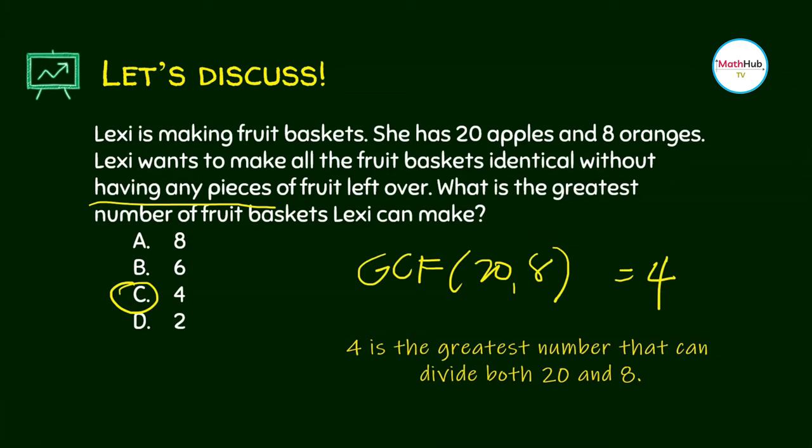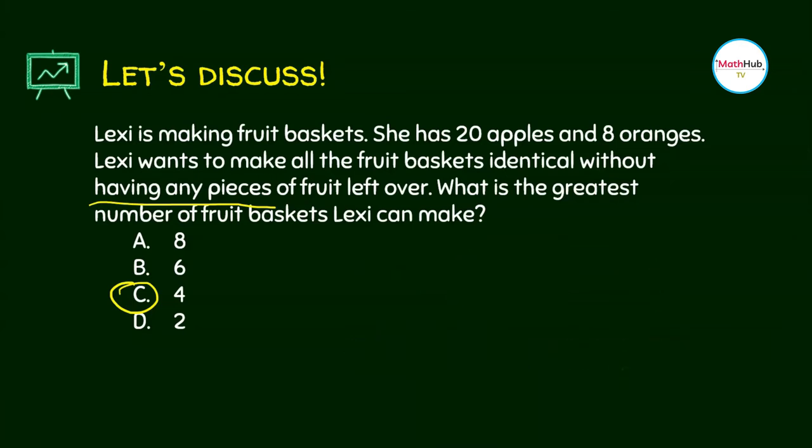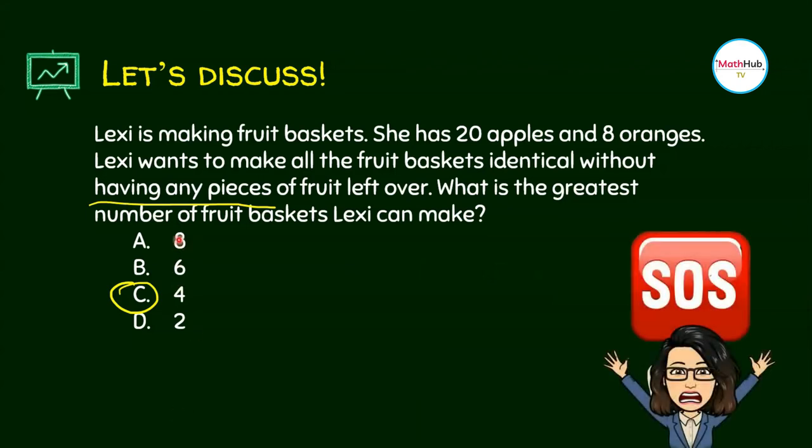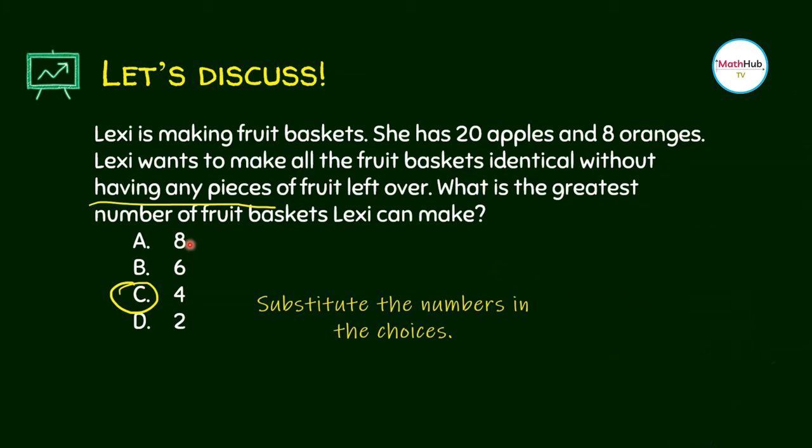20 and 8. For instance, if you did not know that it's a GCF question, what you can do is you can just substitute the numbers here, use elimination. So if the answer is 8, can there be 8 baskets? No. Because if you have 8 baskets, you cannot put the 20 apples there with an identical number of fruits, right? It cannot be 6 also because you cannot put 20 apples in 6 baskets with an identical number of apples. Okay? So the answer is letter C.